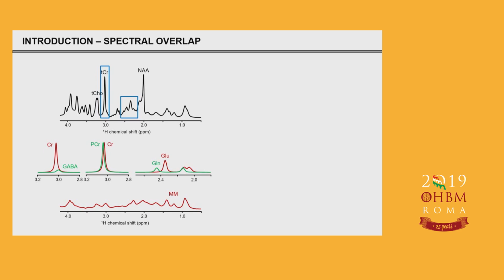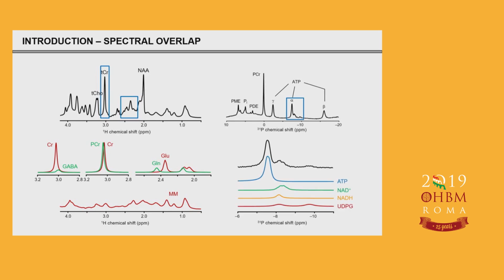Now, this problem of spectral overlap is not unique to proton NMR. If we look at phosphorus NMR spectra, then you can see that in the blue box there's also a number of peaks: ATP, NAD+, NADH, and UDPG. They are basically partially overlapping with each other as well. So looking at one of those compounds, you have to deal with the other compounds. So now the question is, let's say we're interested in GABA detection. What are we going to do about it? Because there's a big creatine peak on top of it.